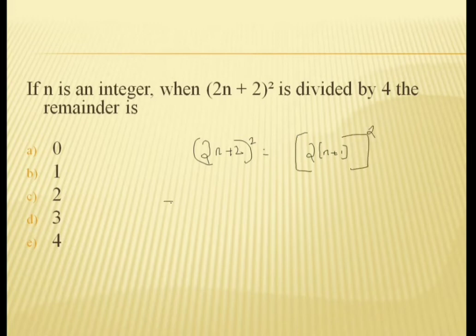The square applies to the 2 as well. So 2 square is 4, right? So it can be rewritten as 4 into (n + 1) the whole square. When it is divided by 4, the 4 and 4 will get cancelled. So the answer will be (n + 1) the whole square, and there is no remainder, as it is divisible by 4.